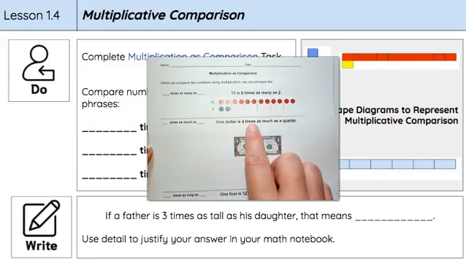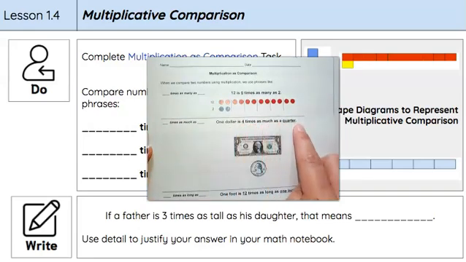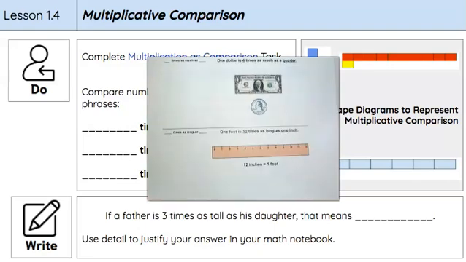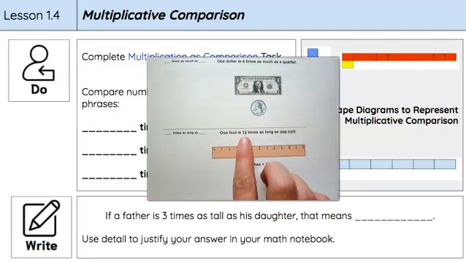$1 is 4 times as much as a quarter. So 4 quarters would give us $1. 1 foot is 12 times as long as an inch. So here's my foot right here, and here I have 12 inches.